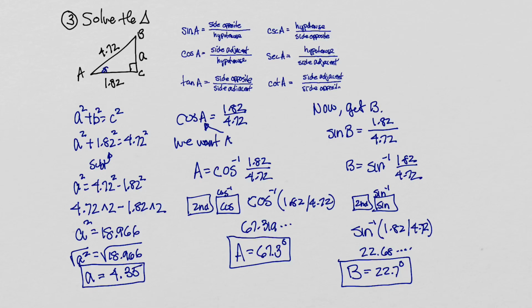So now we've got everything that we're looking for. We've got our angle A right here. We've got our angle B right here. We got our side A, that's what we got first, right here. So we have all three sides and all three angles.